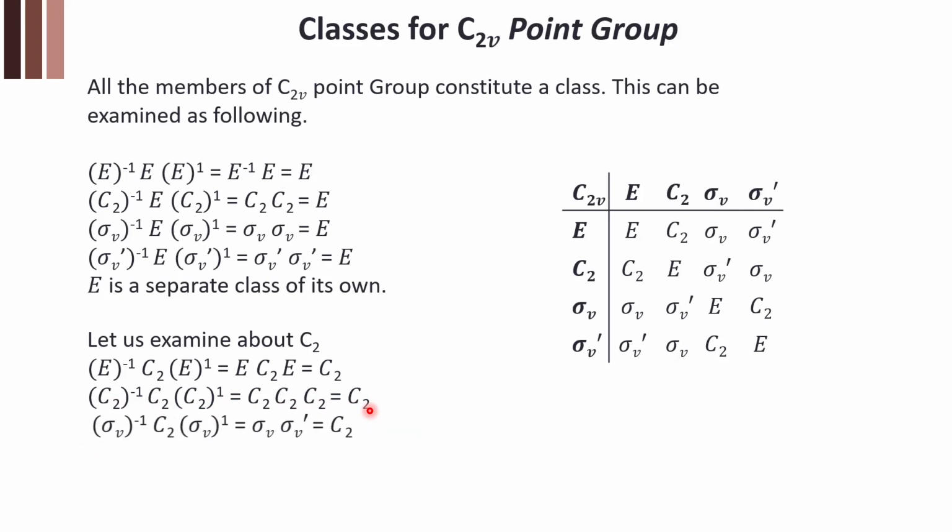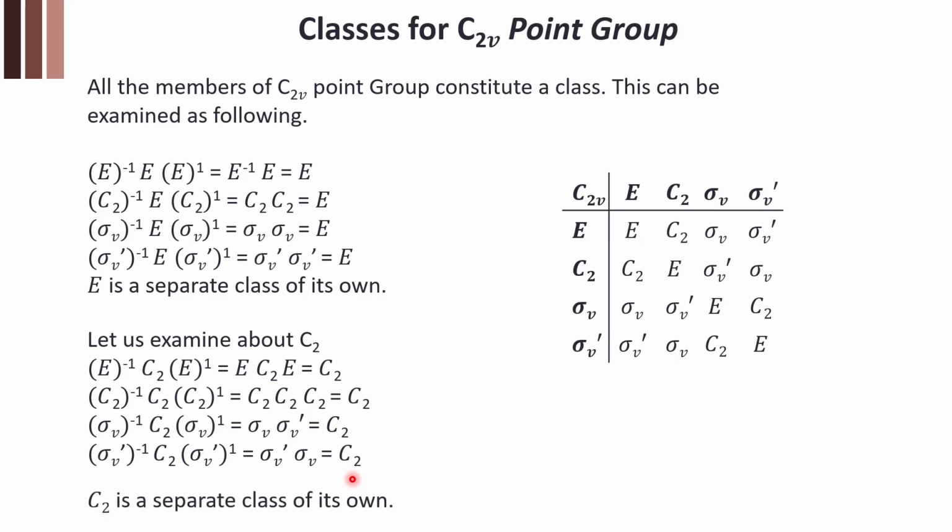Now, if you proceed for sigma V, so sigma V inverse C2 sigma V. The reciprocal of sigma V is sigma V itself, and the product of sigma V and C2 is sigma V dash. So sigma V dash into sigma V results in C2. So the fourth element is also C2. Let us continue with sigma V dash. We'll find that the answer is again C2. So the conclusion that we are going to make is that C2 is a separate class of its own.